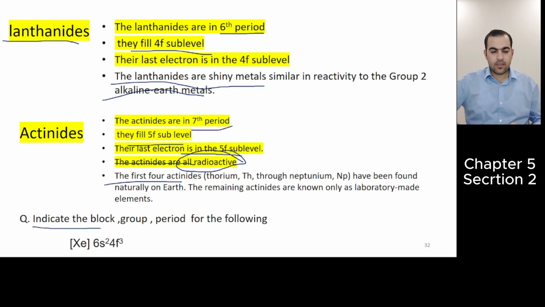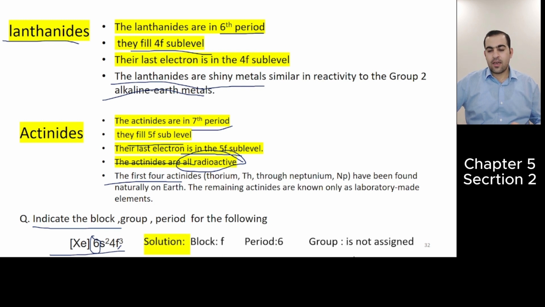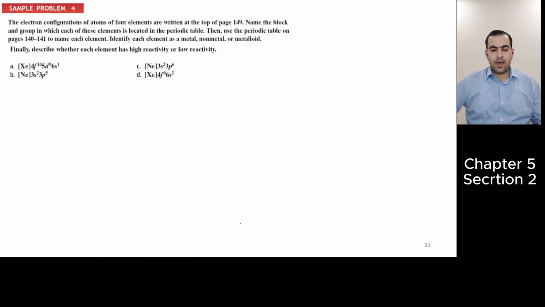So look at here, indicate block, group, period for the following. If I give you this electron configuration, you know that it ends with F. It's in F block. What about period? Look at the number before last S, 6th period, and group. It's F block. Group is not assigned. No group. Okay?